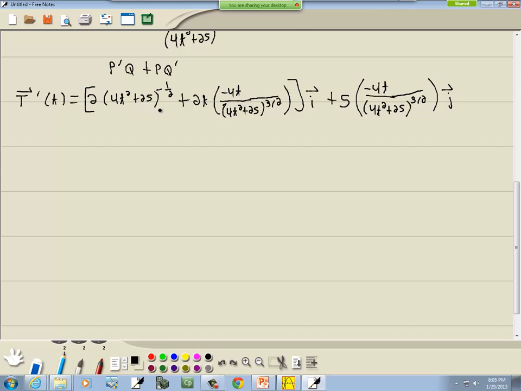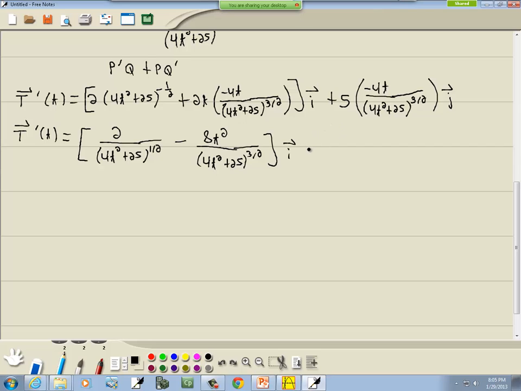Now I could go through exercises simplifying this and getting common denominator and so on, and I'm going to do a little bit of simplifying. This right here becomes 2 over 4t squared plus 25 to the positive 1/2. I took that negative 1/2 back downstairs. Minus 2t times 4t gives us 8t squared over 4t squared plus 25 to the positive 3/2 i. And then this is plus 5 times negative 4t, which is negative 20t over 4t squared plus 25 to the 3/2 power j.